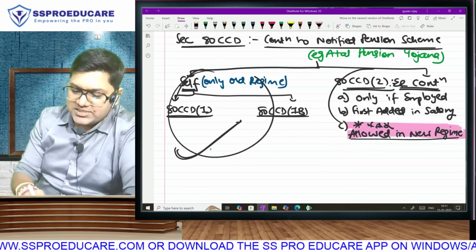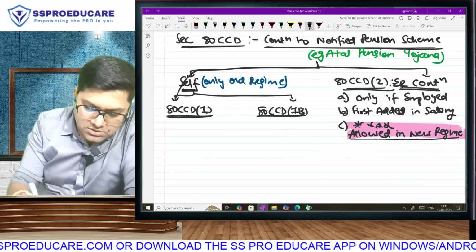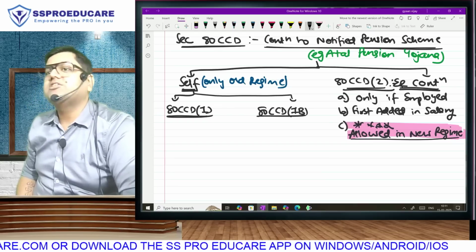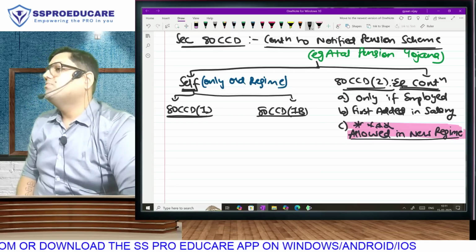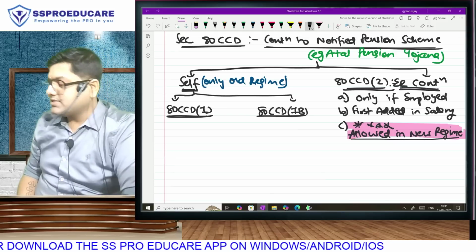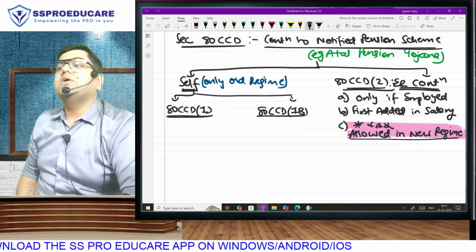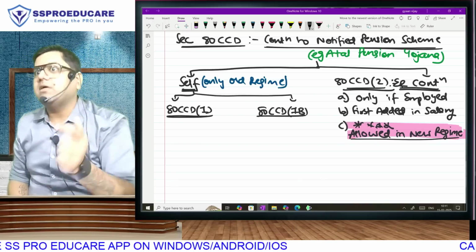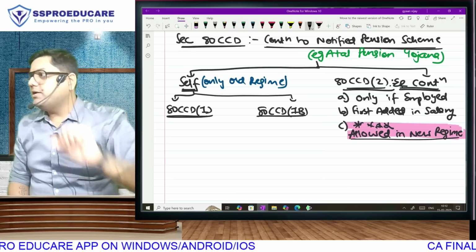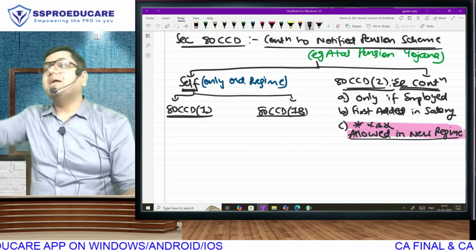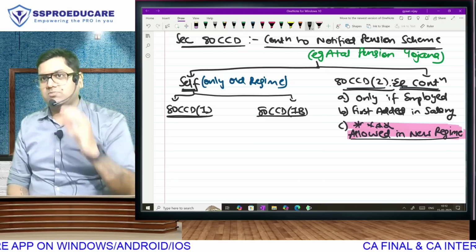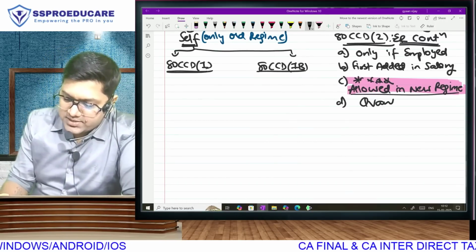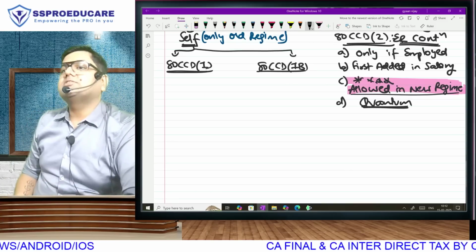Are we clear? New regime will allow 80 CCD deduction. True or false? True or false? New regime will allow 80 CCD deduction. True or false? False. Only 80 CCD 2. Is that clear? So, 80 CCD 2 is when your employer has contributed, then only the question comes. So, first of all, you have to have an employer. Secondly, it will be added in your salary. Thirdly, because we are adding, we will give deduction even if you take new regime. Last, what is going to be your quantum of deduction? How much deduction will you get?